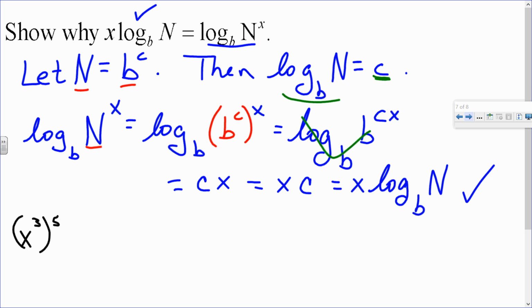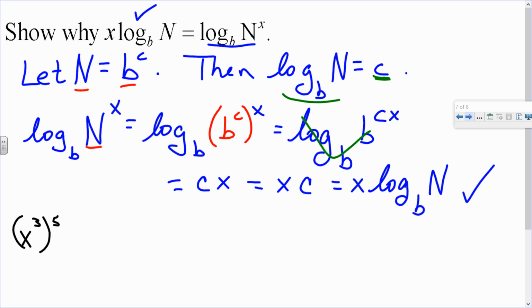Jack, can you explain to me why you switched, or you did cx equals xc? Because I started with my right-hand side here, and I looked at where I'm trying to go. I'm trying to end up with x times something. So just the way this is, I want the x to be the first thing when I get to my final answer. So I just moved it so it could already be there.